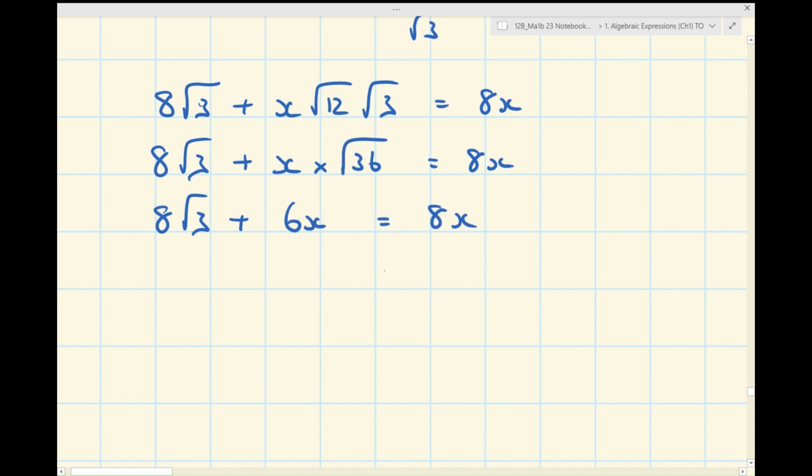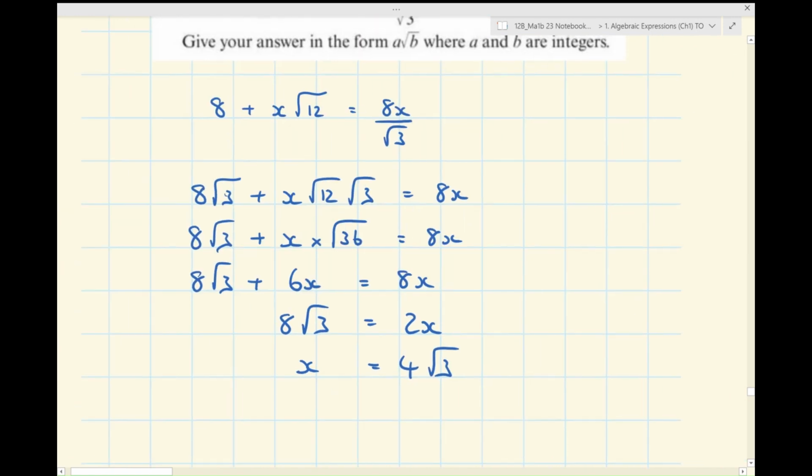Right, subtract 6x from both sides. 2x equals 8 root 3. Divide both sides by 2. x equals 4 root 3. There we go.